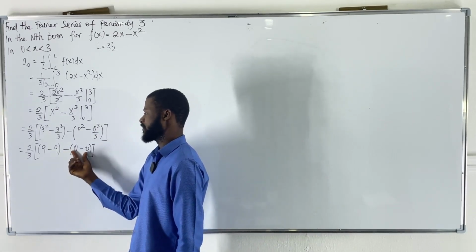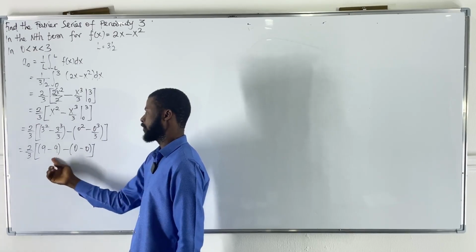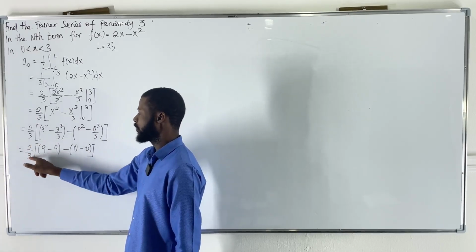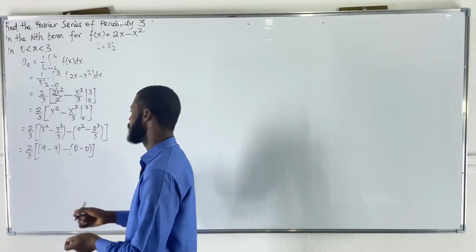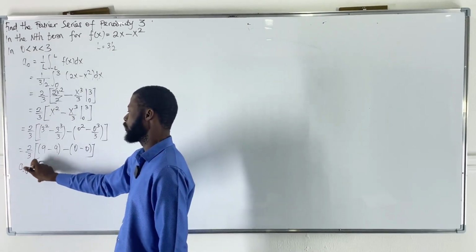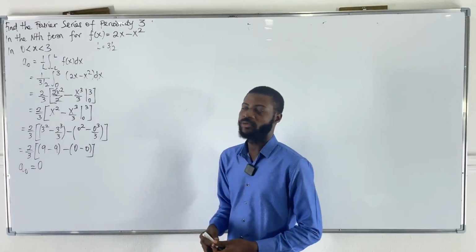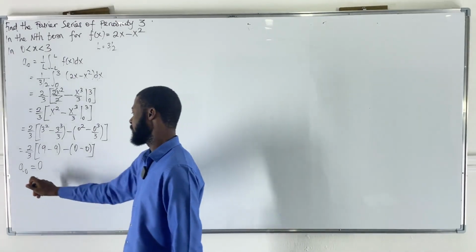0 minus 0 is 0. When you subtract them, it's still 0. 0 times 2 over 3 is still 0. So that one is gone, and a0 is just going to equal 0, because every single thing will be 0. Now let's find a sub n.